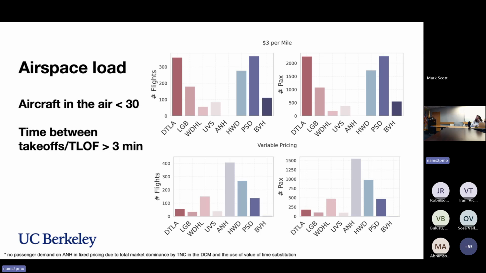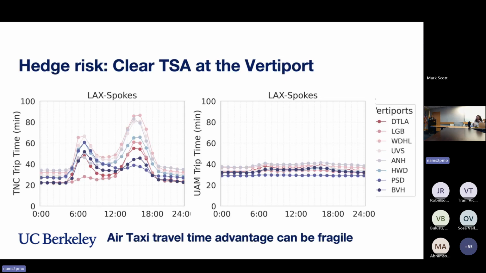Here we do look at airspace load. The number of aircraft in the air is never more than 30 aircraft in this whole 7-city and LAX area. Looking at time between takeoffs, the busiest one is, of course, the LAX takeoffs, and it's always greater than 3 minutes between takeoffs. But there are landings in between the 3 minutes, so things are tight. You can see the numbers of flights, they're in the hundreds. You can see the numbers of passengers.